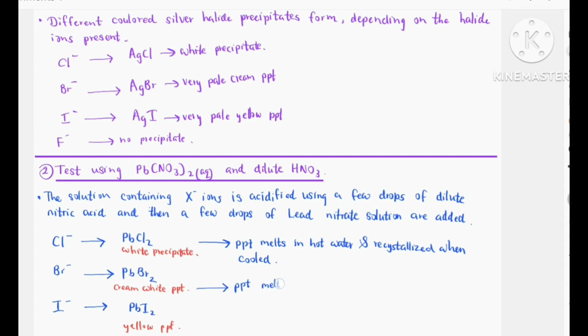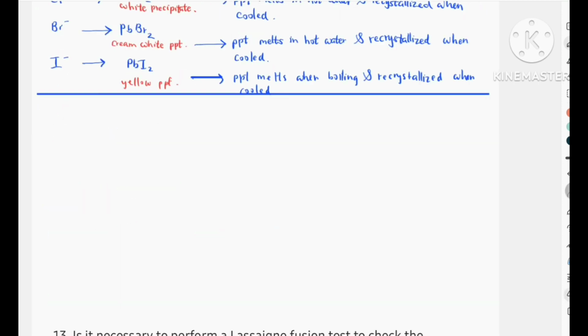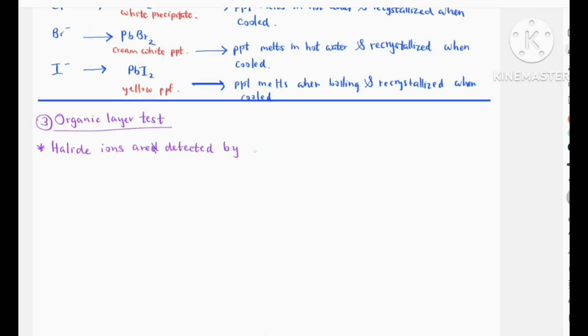Bromide ion forms lead bromide, a cream white precipitate. This precipitate melts in hot water and recrystallises when cooled. Iodide ion forms lead iodide, a yellow precipitate. This precipitate melts when boiling and recrystallizes when cooled. The third test is the organic layer test. Halide ions are detected by adding excess chlorine water and chloroform in an acidic medium.